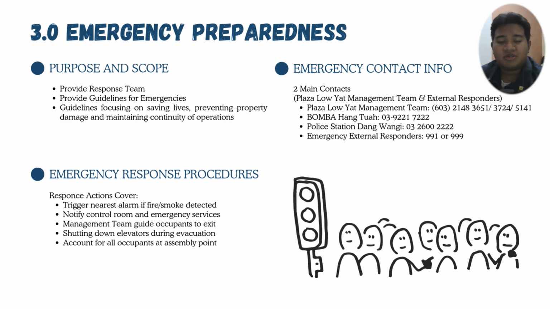Next, for 3.0 Emergency Preparedness, we have the purpose and scope. The purpose and scope of emergency preparedness are to provide a response team and to provide guidelines for emergencies. These guidelines focus on saving lives, preventing property damage, and maintaining continuity of operation during an emergency.